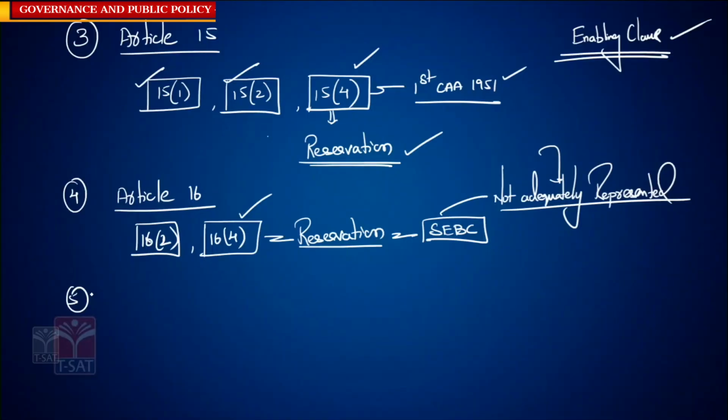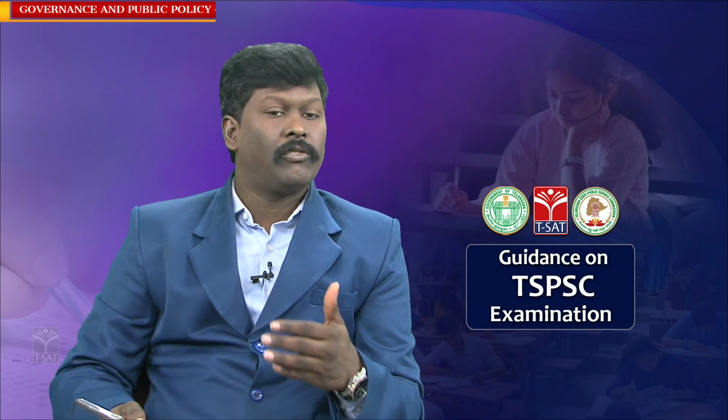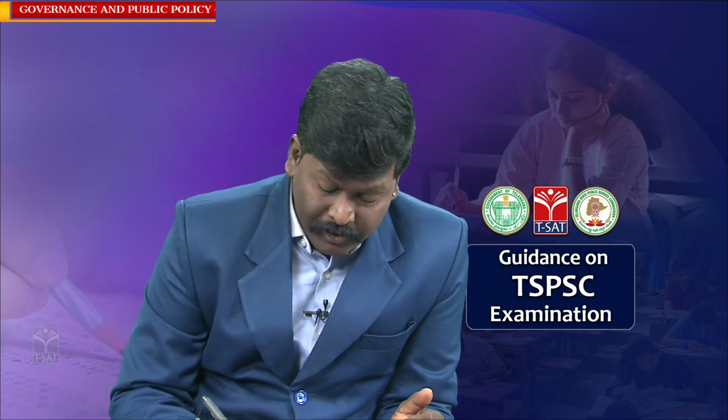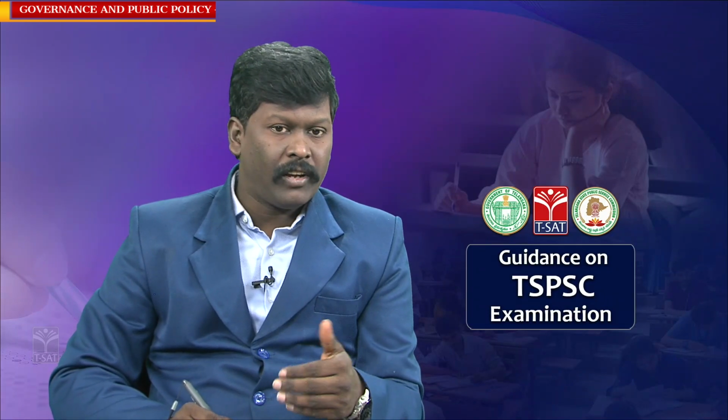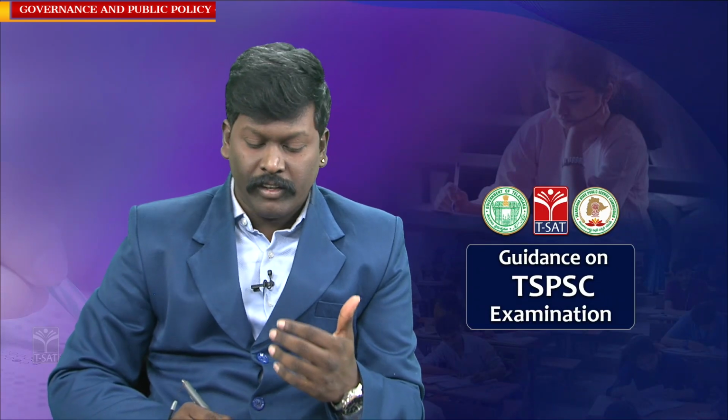The next one we have is Article 17. Article 17 talks about abolition of untouchability, right? Untouchability is prevalent in SCs and STs, so this article is also important for this purpose. The next article we have is Article 19, which is for everyone, including your SCs and STs. Certain freedoms are guaranteed to all the citizens, including SCs and STs.